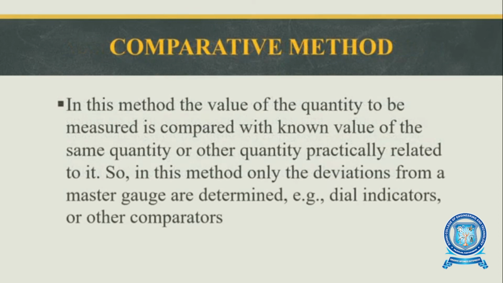The next one is comparative method. In this method, the value of the quantity to be measured is compared with the known value of the same quantity or other quantity particularly related to it. So in this method, only the deviations from the master gauge are determined. Example, dial indicators or other comparators.